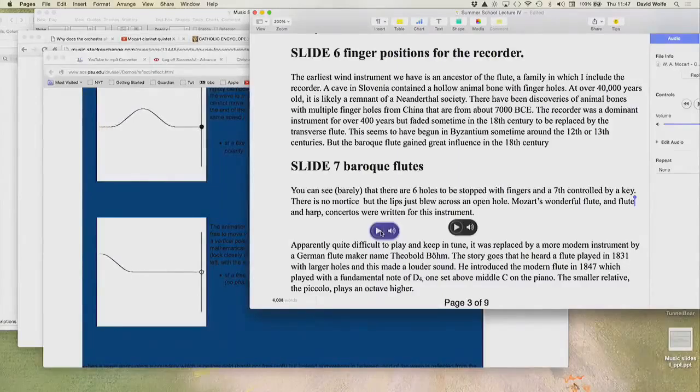Now, let's talk for a minute about the clarinet. The clarinet is a descendant of this instrument, the chalumeau. I did want to show you a hornpipe. This instrument is very, very ancient. It goes way back to Egypt and to Mesopotamia, so it's really quite old.